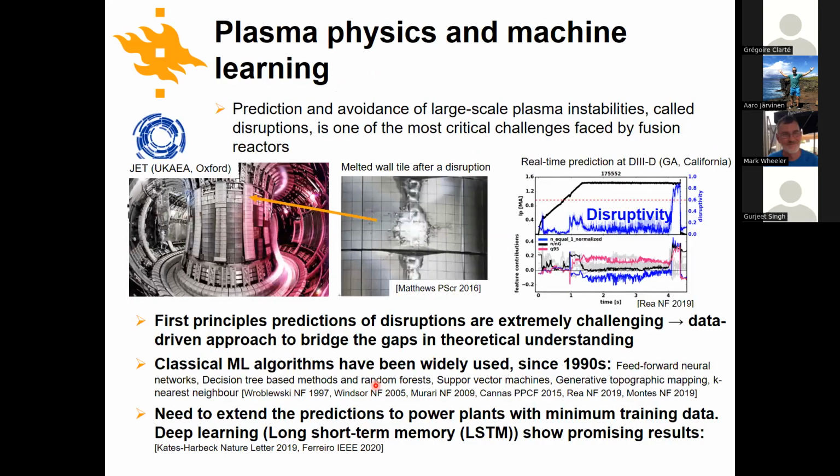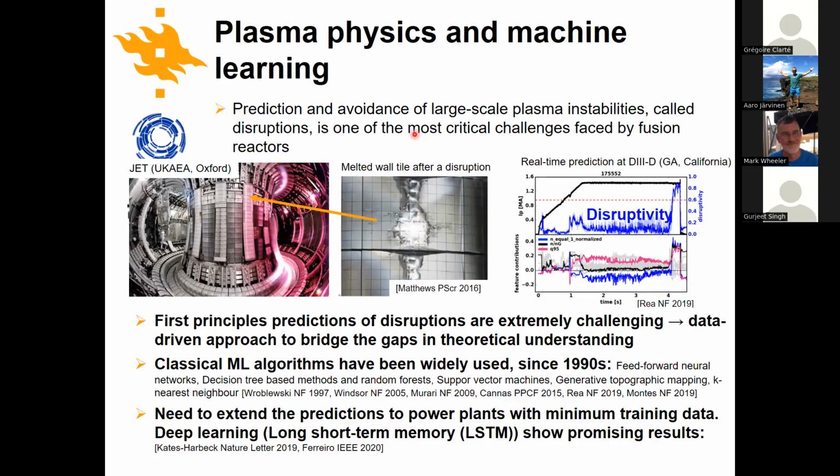But yeah, now I'll give a few examples of what has been done regarding machine learning, first the plasma physics part, and then later the materials physics part. And for this plasma physics part, as I mentioned in the beginning, the main key expert in this topic is Aaro Järvinen, who is in the audience. So I'm sure that if you have questions, Aaro will be happy to tell you more details.